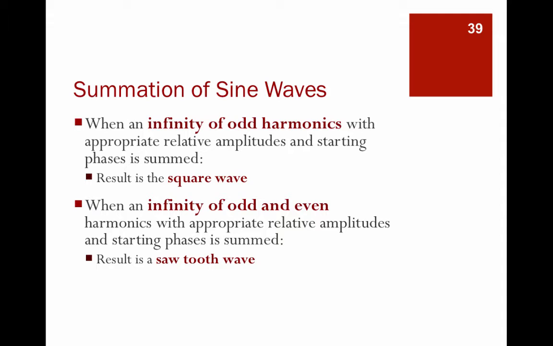So when an infinity of odd harmonics with appropriate relative amplitudes and starting phases are summed, you get a square wave. When an infinity of odd and even harmonics with appropriate amplitudes and phases are summed, you get a sawtooth wave.